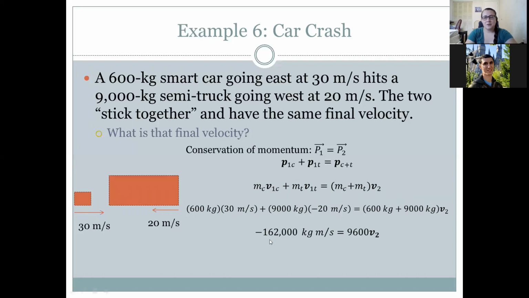So when we number crunch, negative 162,000 kilogram meters per second equals 9,600 times our velocity. And our velocity then ends up being negative 16.9 meters per second, or 16.9 meters per second west. Both of those are totally acceptable answers. In the first one, that negative just implies that the direction is west. And then in the second one, we're explicitly stating it. But both of them are totally acceptable ways to say that.